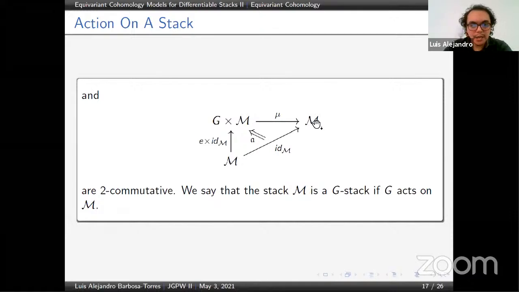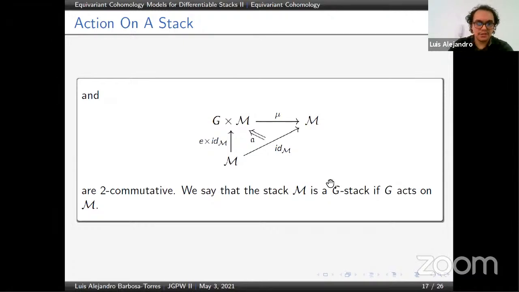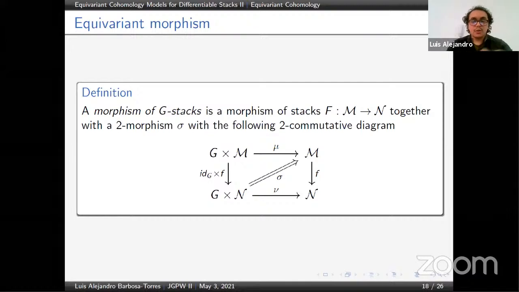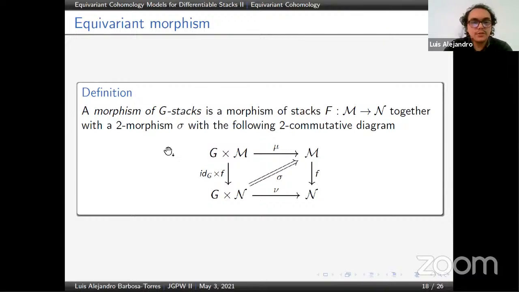Okay, and we are going to say that if you have a stack with an action, this is going to be a G-stack, as usual. In a similar way as in the classical case, when you have an action on a smooth manifold, we have equivariant morphisms. So you have two G-stacks here, and this F is going to be well behaved with respect to the actions. Okay.